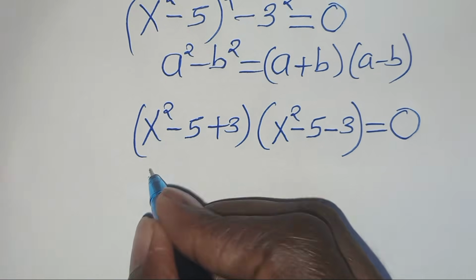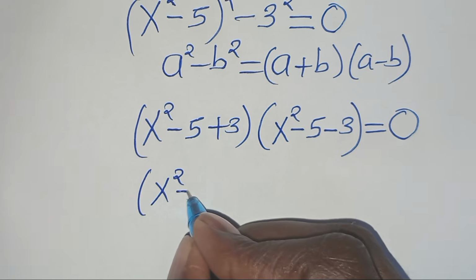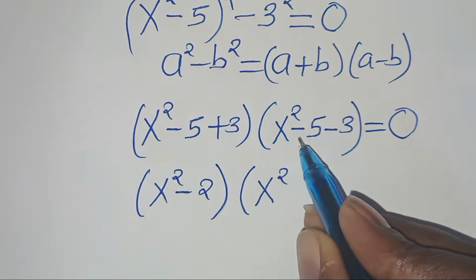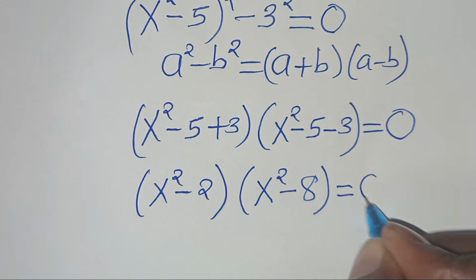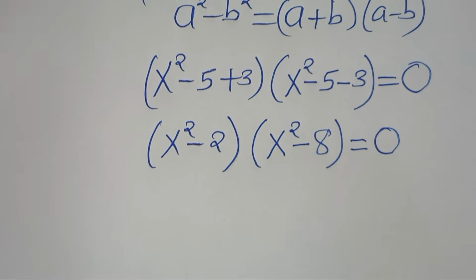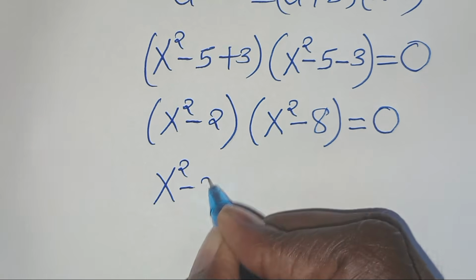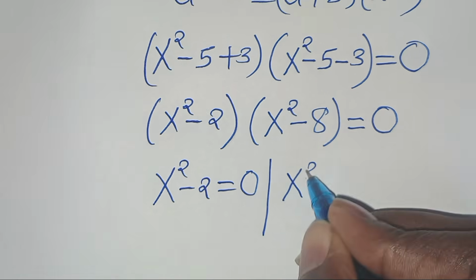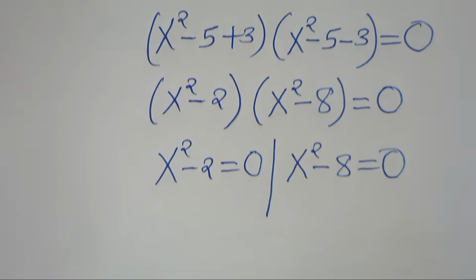So we have x to the power of 2 minus 5 plus 3, this is negative 2. Then we have x to the power of 2 minus 5 minus 3, this is negative 8. And this is equal to 0. Now we have x to the power of 2 subtract 2 equal to 0. Then we have x to the power of 2 minus 8 equal to 0.